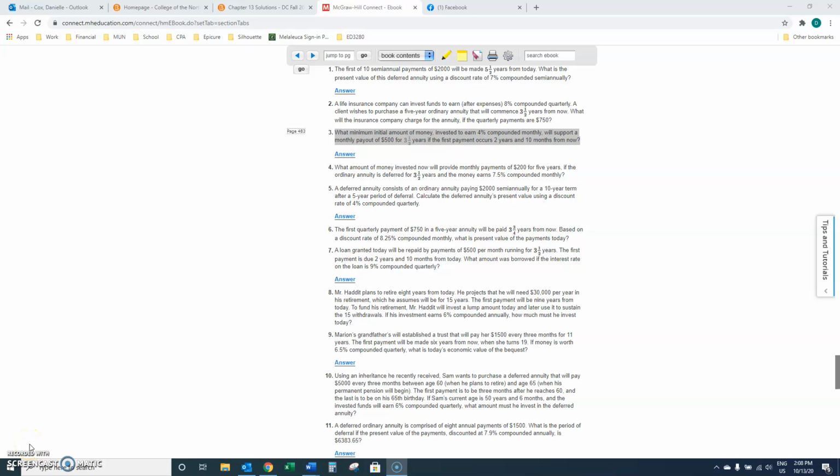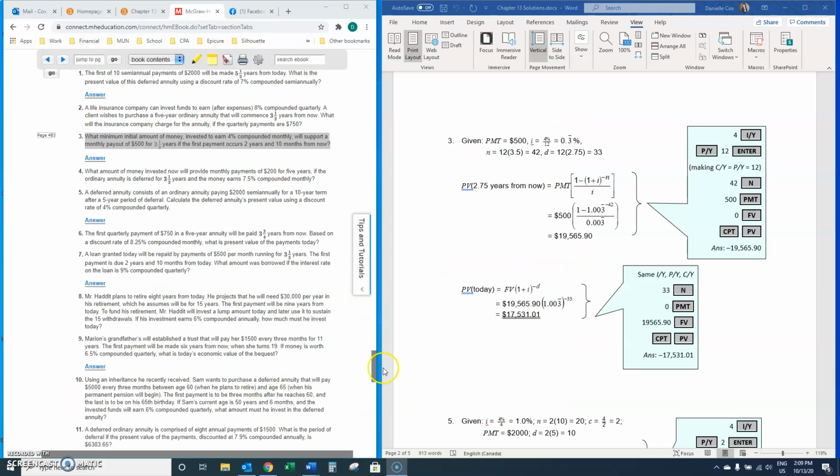Okay, now let's take a look at problem number 3. What minimum initial amount of money invested to earn 4% compounded monthly will show a monthly payout of $500 for 3.5 years if the first payment comes 2 years and 10 months from now?